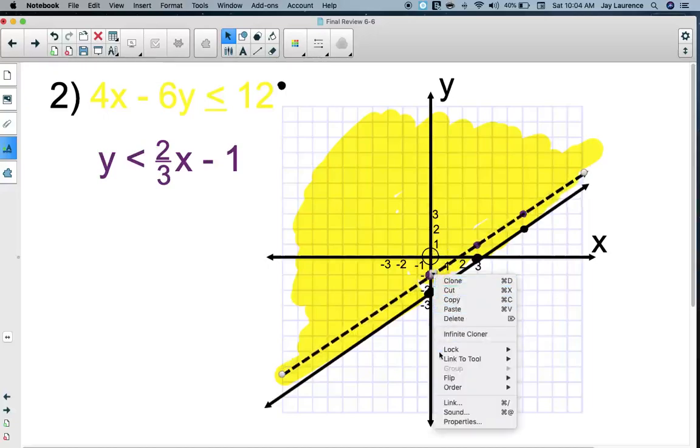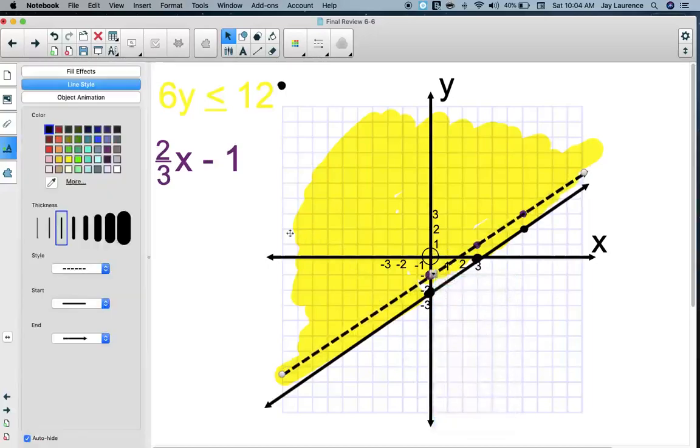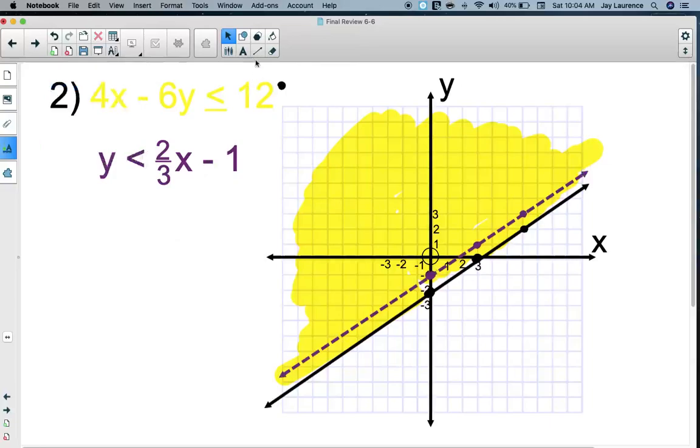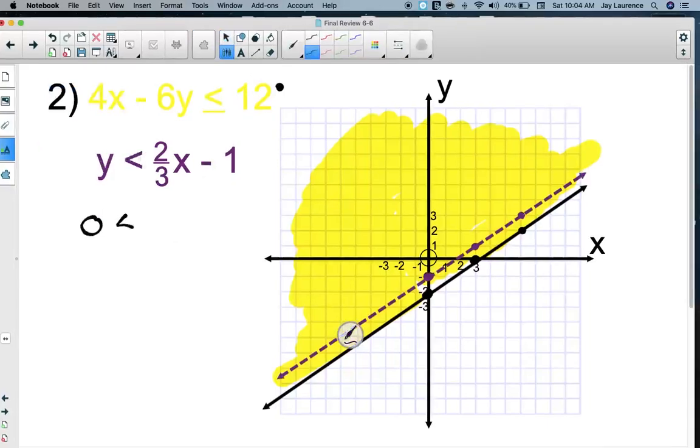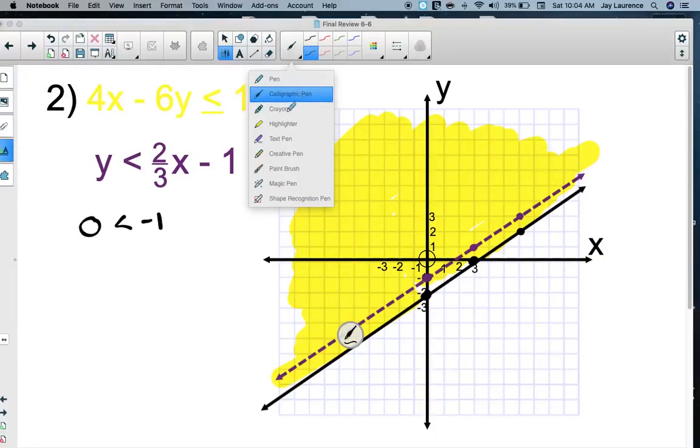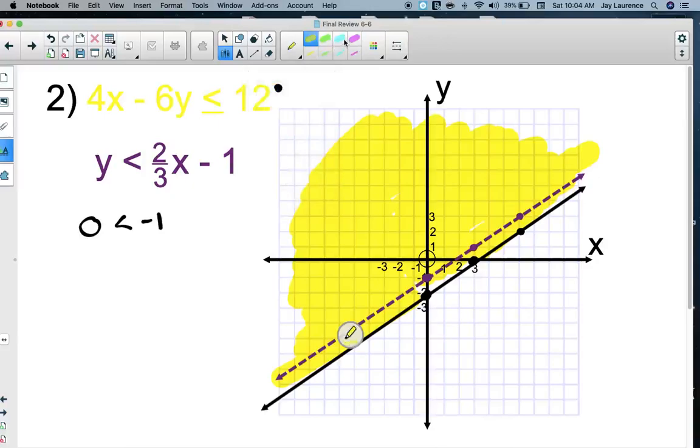All right, gonna make it purple. I'll put an arrowhead on it. Now when I plug the origin in, I get 0 is less than -1, which is a false statement. And so I am going to shade below the dashed line. And look at that, I get some red, don't I?